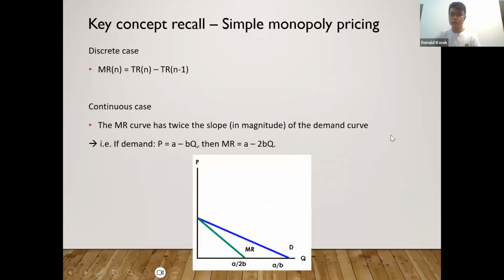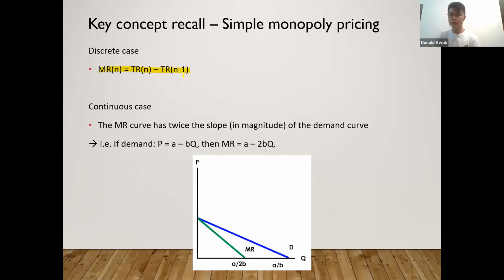As we have just mentioned, the monopolist is using the profit maximization condition, MR equals to MC, to determine its profit maximizing point. So this is why we would like to understand the marginal revenue of the monopolist. So it is divided into two cases. Under discrete case where quantities have to be integers, then marginal revenue is calculated as follows. Marginal revenue of the nth unit equals to total revenue of producing n units minus total revenue of n minus 1 units. So the difference in total revenue in this case.